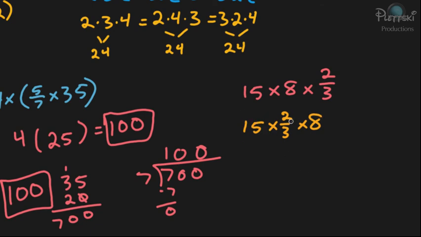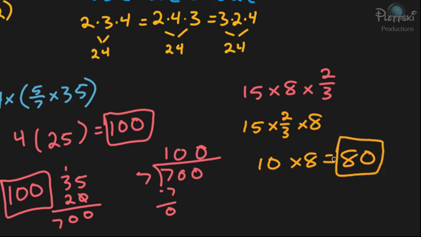I'll do the 15 times 2/3 first, because I see that 15 is divisible by 3. So I can do the division first. I'll do 15 divided by 3, which is 5, and then multiply times the numerator, which is 2. 5 times 2 is 10. And then I can multiply it by 8 and get 80. And that's all there is to it.